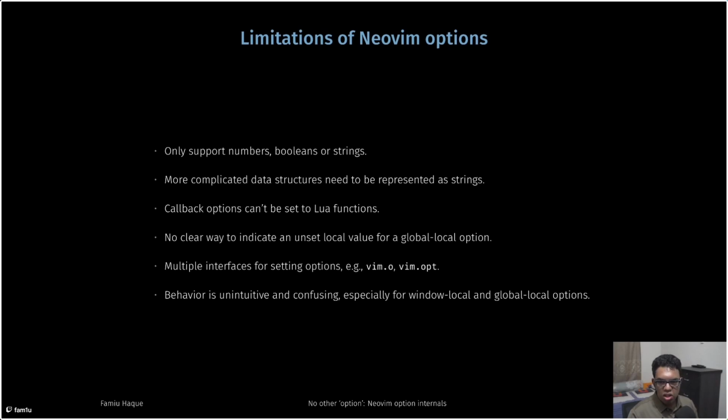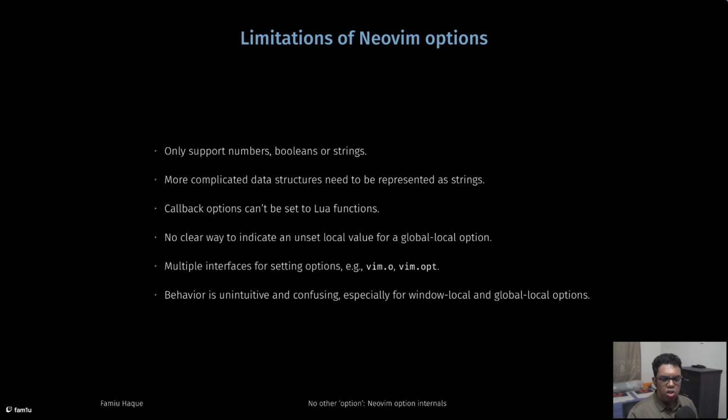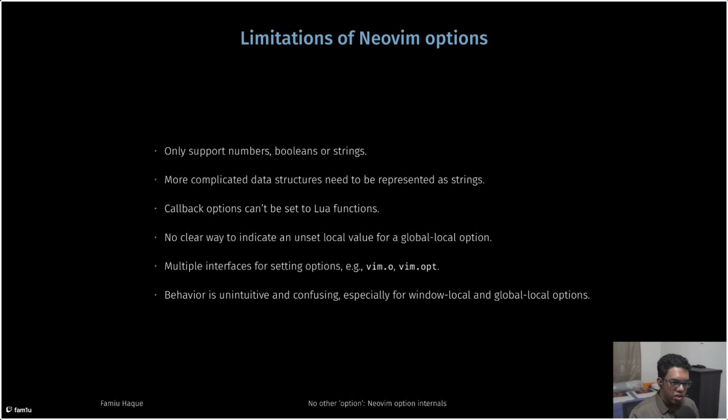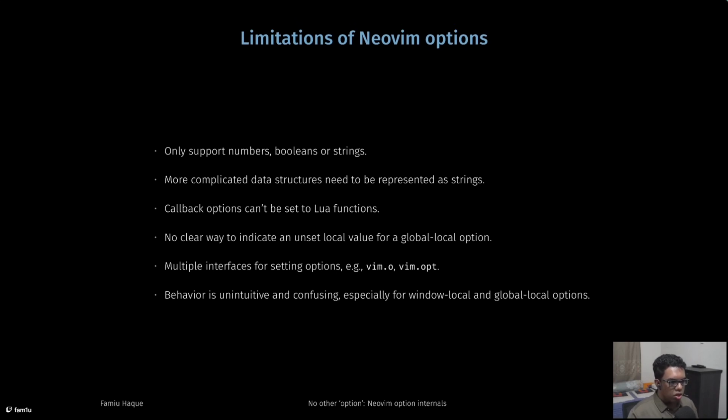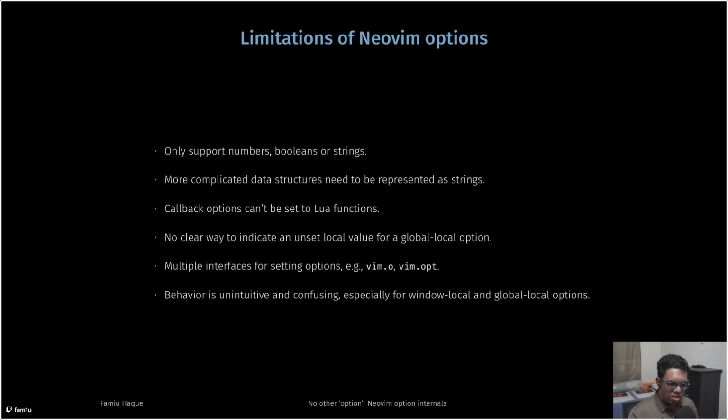Second, callback options can be set to Lua functions. I think those of you who have a Lua config already understand what this means. Let's say you want to set format expr. That's a callback option. So you can set it to a function, but you can't set it to a Lua function. Actually, you can, but I'll say more on that later.